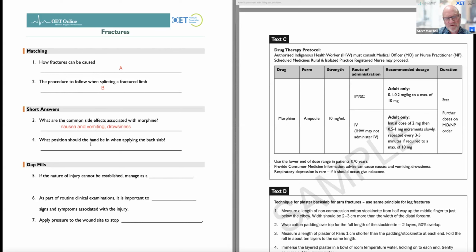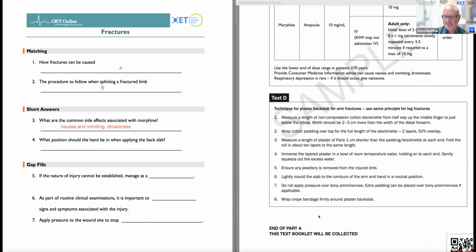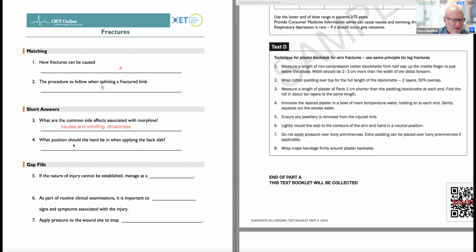Next one. What position should the hand be in when applying the back slab? Well, we know back slab is text D, so we can go there quite quickly, right? Which we will. We scroll. Now I need a search word. It can't be back slab because that's my topic. So the other nouns are position and hand. I'm looking for these words. So I am really going to have to scroll down and look. And I might have underlined it before. I can see all these actions, but these aren't nouns.